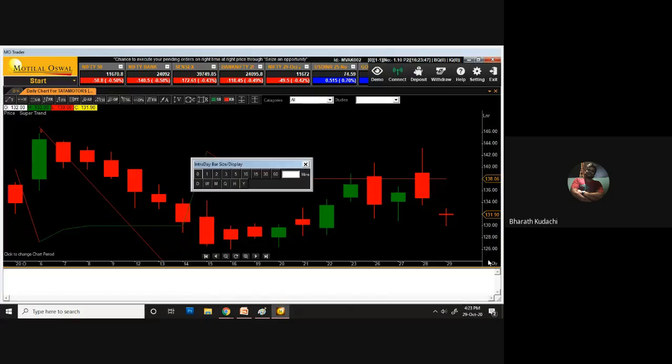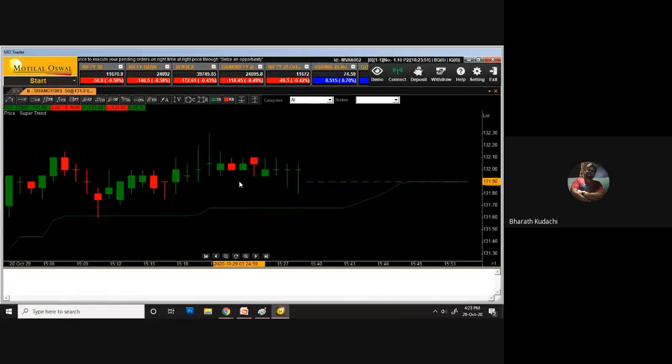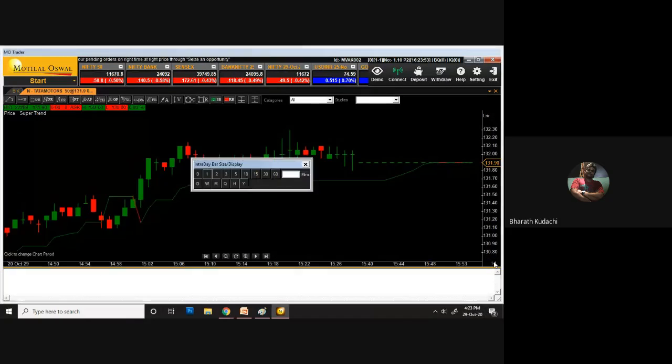Why I'm saying 1 day is that I can select the durations here. If I want a 1 minute candle, I can do it. So this is a 1 minute candle. If I want 2 minutes, 3 minutes, and so on up to 1 hour, 1 day, 1 week, 1 month, quarter, half a year, full year. I'll go for 1 day.